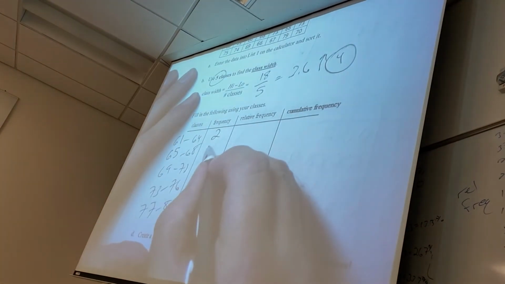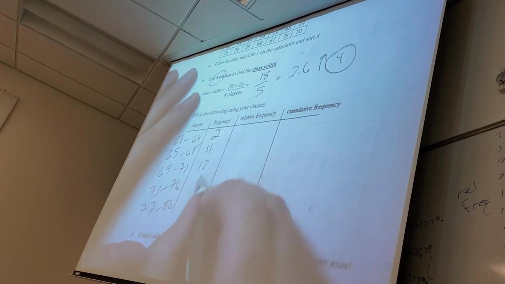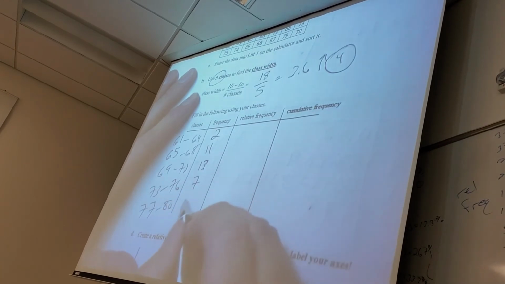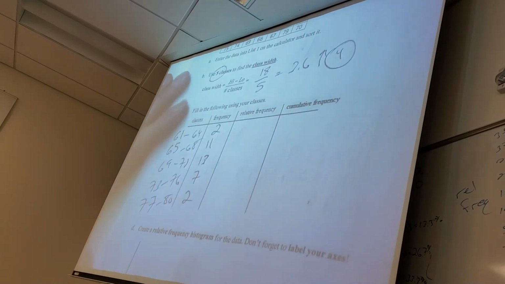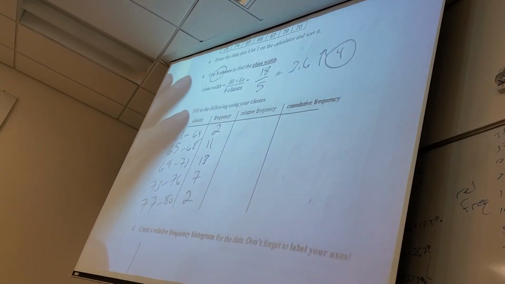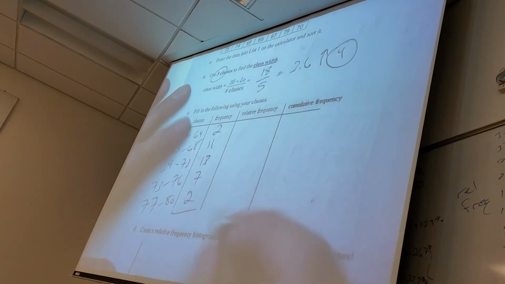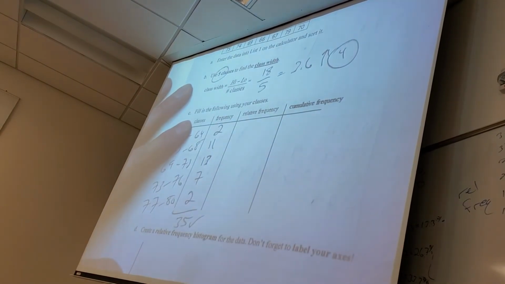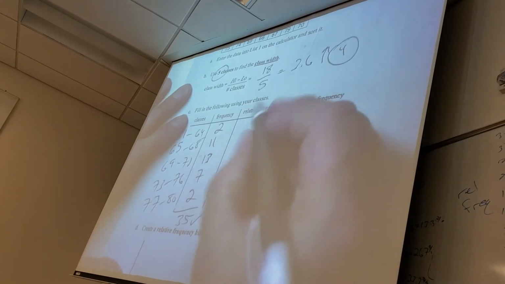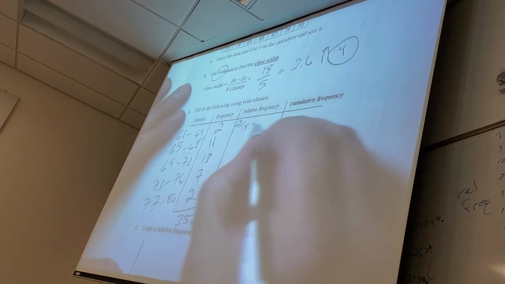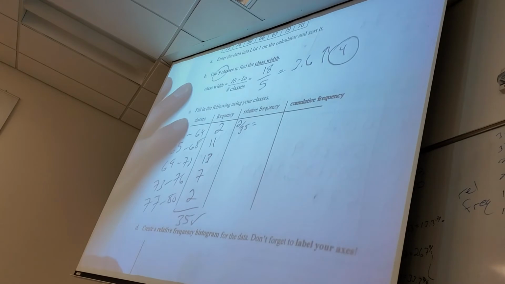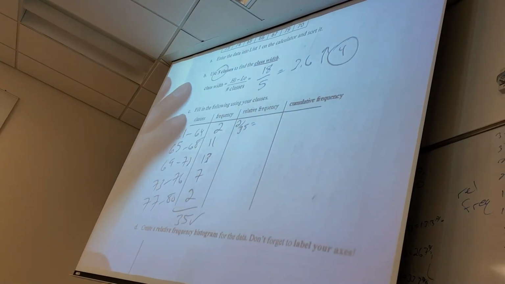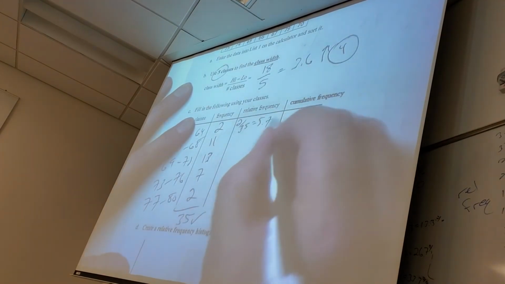2, 11, 13, 7, and 2. Yeah, this is right. How we doing out there? Okay. And so this does add up to be, thank God, 35. Check. So what's the relative frequency, Kenneth? 2/35. There it is, Jeff. 2 divided by 35. Yeah, 5.7.